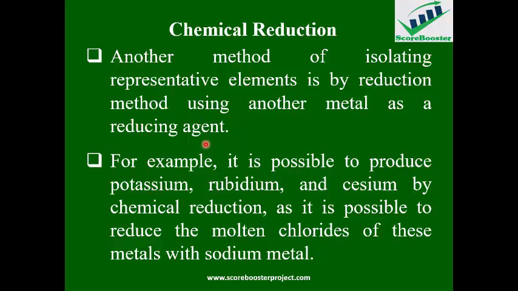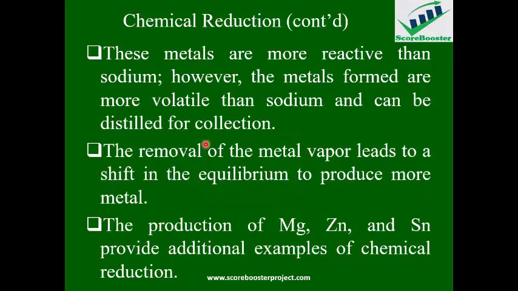Don't forget, instead of using expensive electrolysis of rubidium chloride, cesium chloride, or potassium chloride, you can just react sodium with them in a less expensive method. These metals are more reactive than sodium, fine. However, the metals formed are more volatile than sodium and can be distilled off, as I've explained. So the removal of the metal vapor leads to a shift in equilibrium to produce more metal. Don't forget Le Chatelier's principle.